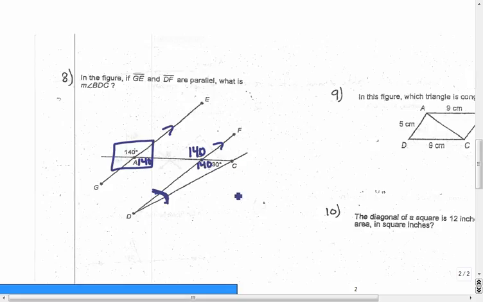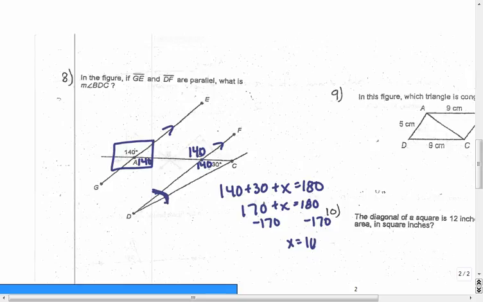I have a triangle right here. I know that triangles add up to 180. So 140 plus 30 plus x equals 180. So 170 plus x equals 180. So that tells me that x is 10 degrees.